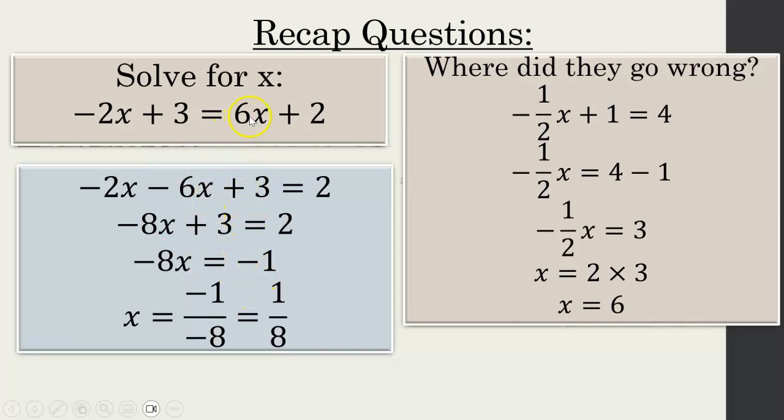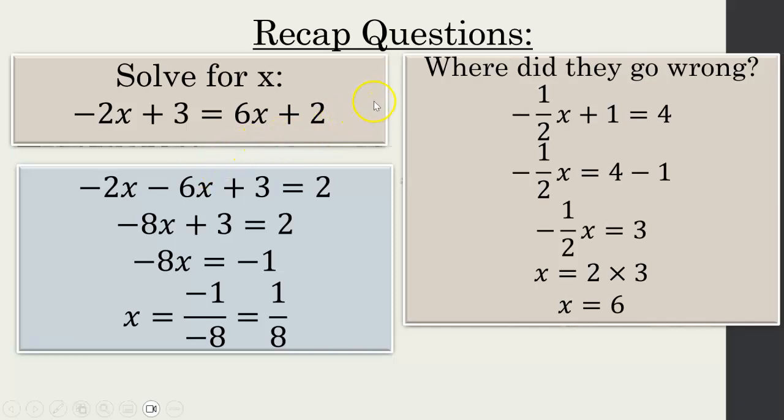I want the x's on one side and the constants on the other side. That's what we call isolating. So I'm going to bring all the x's to one side and the numbers to the other side. I've chosen to bring the x's to the left hand side. If you wanted, you could bring the x's to the right hand side and all the numbers to the left hand side. That's fine. Whatever you like, as long as you get x equal to something.